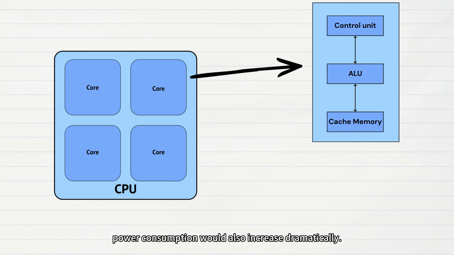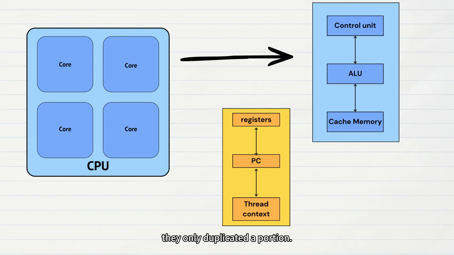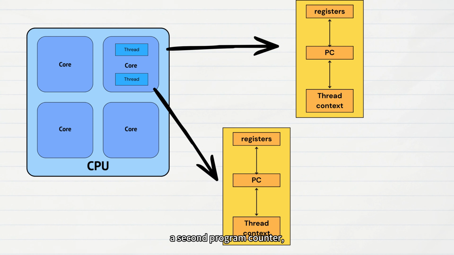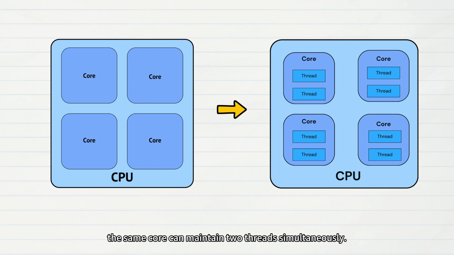Power consumption would also increase dramatically. So engineers chose a smarter approach. They did not duplicate the entire core. They only duplicated a portion, specifically. They duplicated a second set of registers, a second program counter, a second thread context. These things take up very little area. This way, the same core can maintain 2 threads simultaneously.